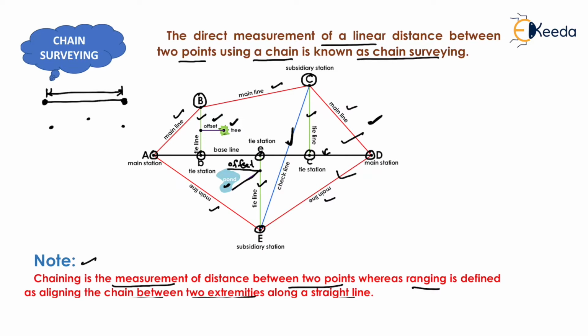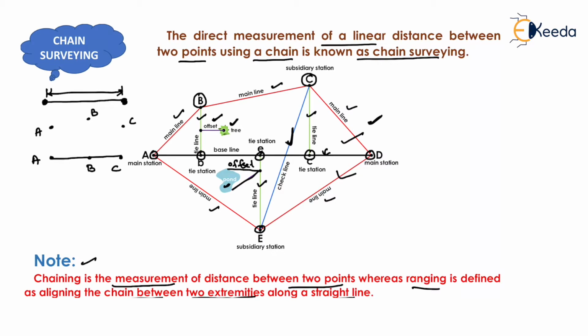It means that if 3 points are present like this, that is A, B and C, and if we want to do the ranging of these 3 points, then by ranging we will bring all the points in a particular straight line, and that will be known as ranging. So ranging is defined as aligning the chain between two extremities along a straight line. That is all about the chain surveying.